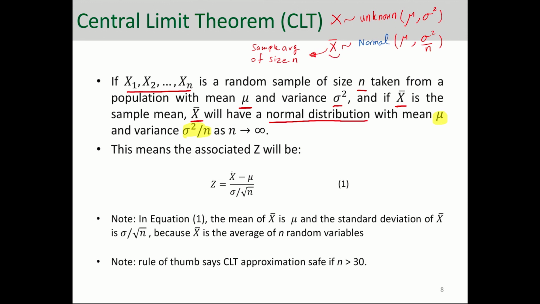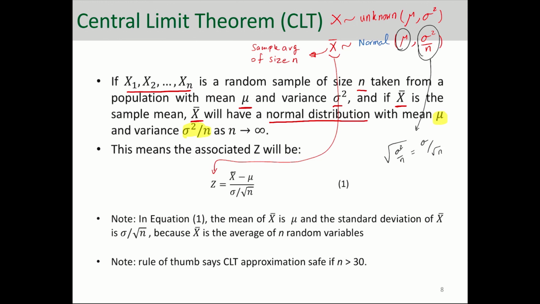And if x bar is normal, the z value associated with that, so basically the associated standard normal random variable, is going to have this formula. So z will be equal to x bar minus mu, and this is this mu, over sigma over square root of n. And that is based on this, because if this is the variance, the standard deviation would be square root of sigma squared over n, which is sigma over square root of n, right?